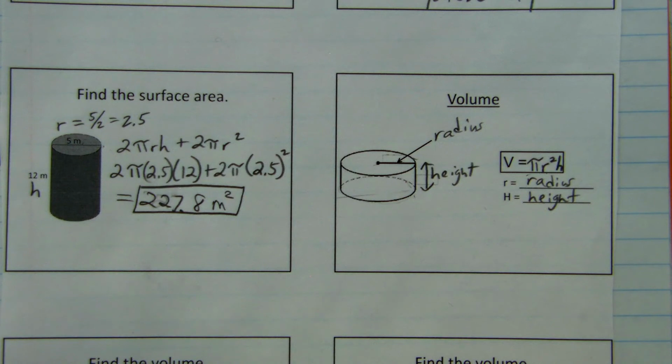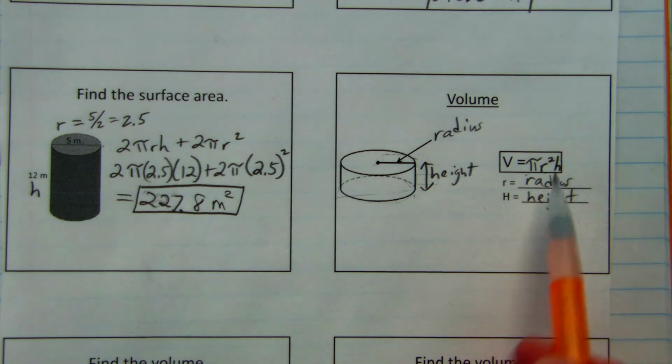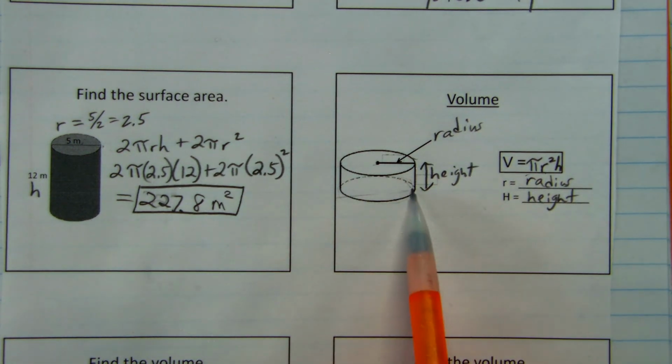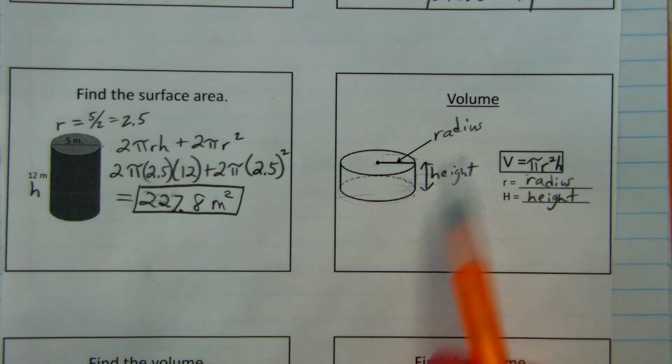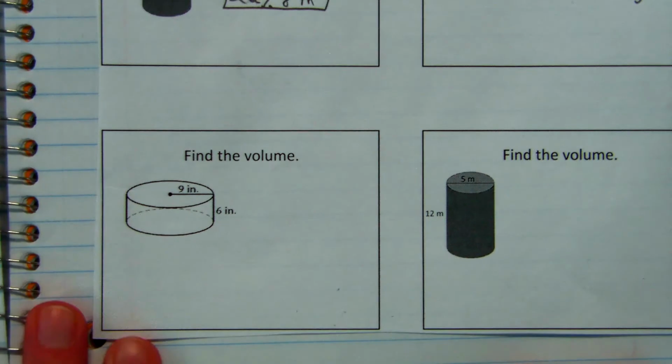So pi r squared h. So pi r squared gives you the area of the circle, so that's kind of like doing length times width on our rectangular prisms that we had, and then you add height to it to get that third dimension for volume. All right, so here's a couple of examples.